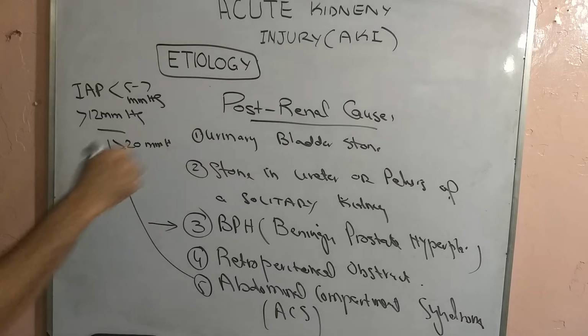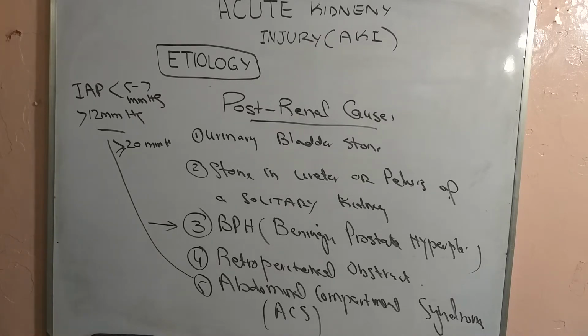causes the obstruction of the outlet of both the kidneys and can compress upon these structures to cause the post-renal obstruction as a cause of the acute kidney injury. And this does happen in the post-operative cases, in ileus, in morbid obesity. So there are so many causes, even sepsis can cause this problem. This is known as abdominal compartment syndrome. So these are three famous etiologies of the acute kidney injury.